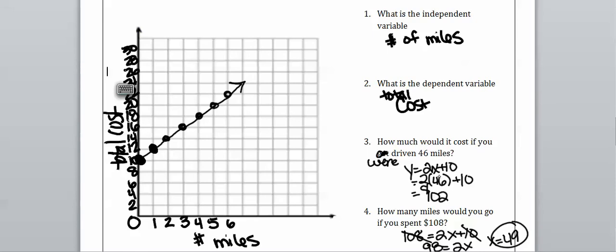And think about it this way. Over here was 46 miles and it was 102. Well, this number is only $6 more, which would be 3 miles.